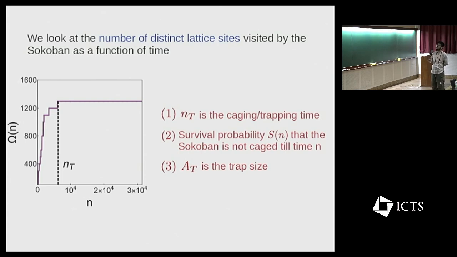So this end time where the first saturated value has been attained for the first time, we call it caging time. Second, we look at the survival probability that the Sokoban is not caged up to time n. And finally, once it gets caged, what is the size of that cage?